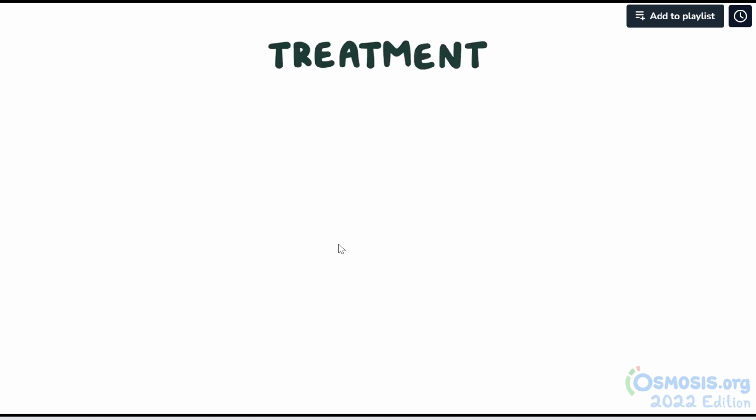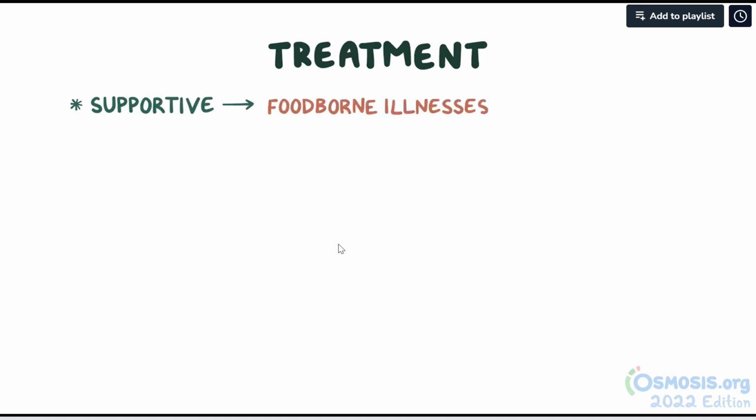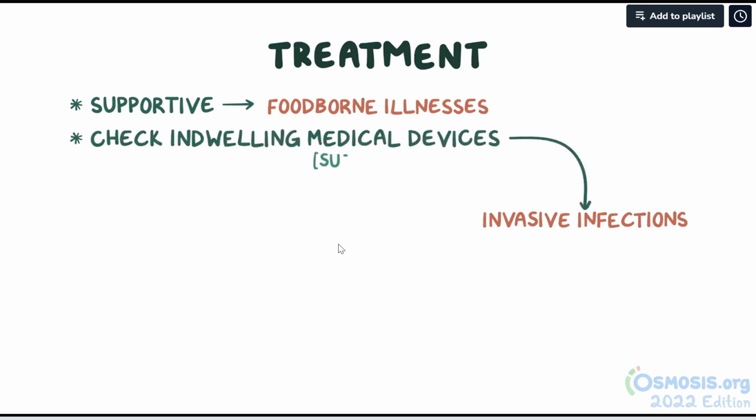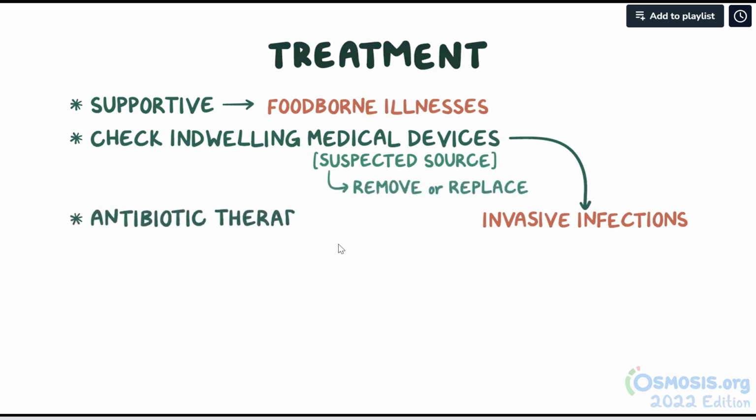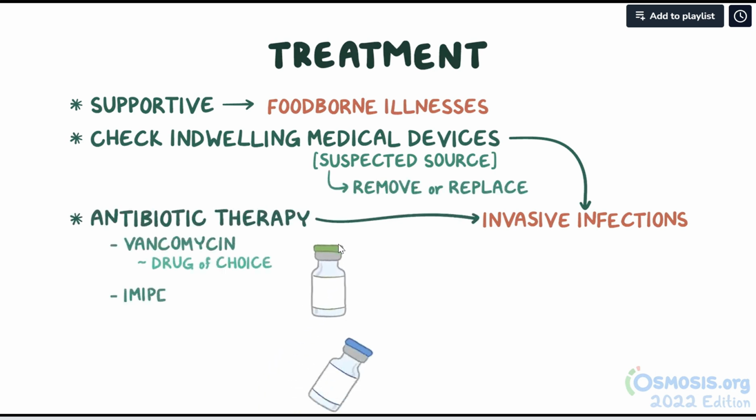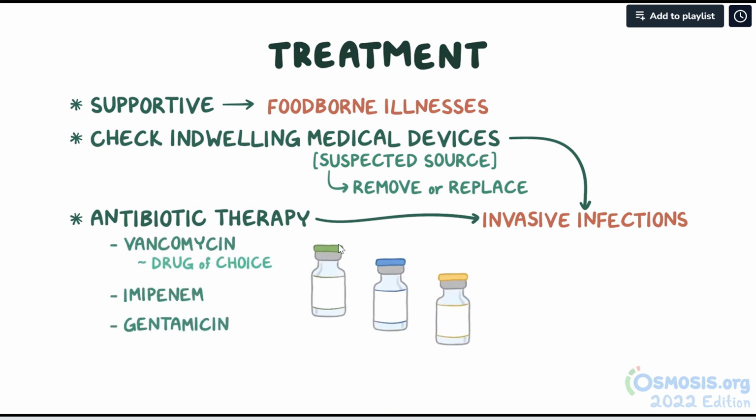Treatment of B. cereus infections usually consists of only supportive treatment for foodborne illnesses. With invasive infections like bacteremia, treatment is done by first checking if there's an indwelling medical device suspected to be the source of the infection, and then that device is removed or replaced. Next, antibiotic therapy is initiated, and vancomycin is the drug of choice. But imipenem and gentamicin can be alternatively used.